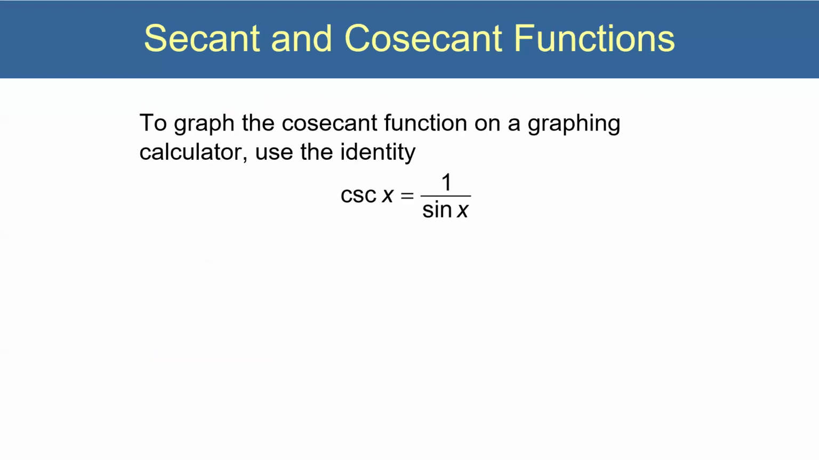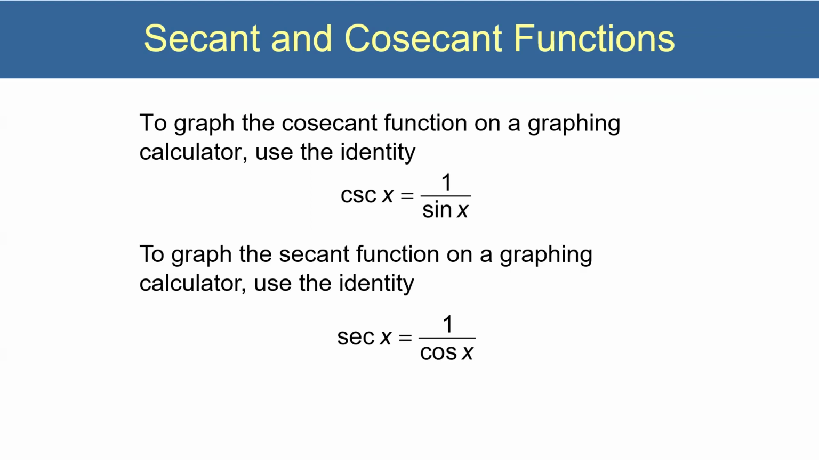All right. So to graph the cosecant function on a graphing calculator, you would use the identity cosecant x equals 1 over sine x. You cannot just go straight to the calculator and type in cosecant x. You have to write it in its reciprocal form. Does that make sense? Okay. And then the same thing for secant. To graph it in the calculator, you have to write it in its reciprocal form, which is 1 over cosine x. So I'm going to grab my calculator to model it.